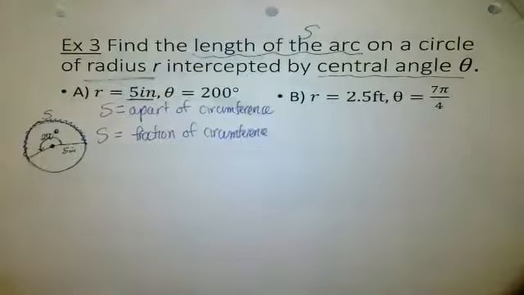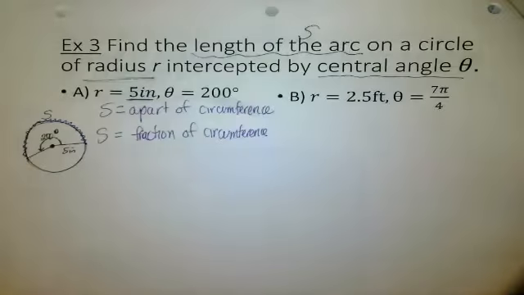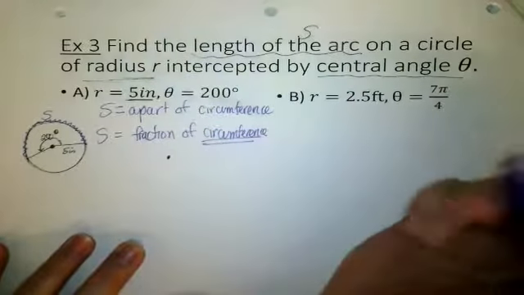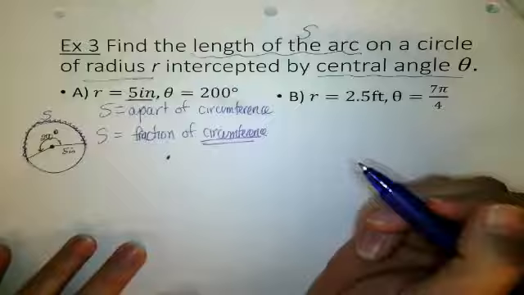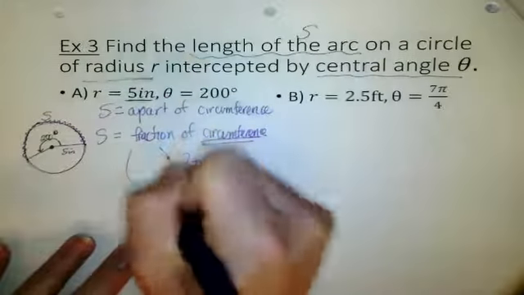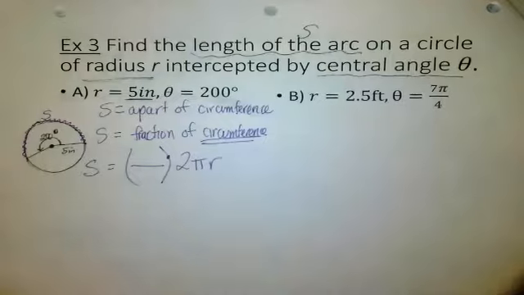Everything we do in trig is fractions. So this arc length is some fraction of the whole circumference. So tell me about circumference. What is circumference? 2 pi r is circumference. And we need some fraction to figure out that arc length. Well, they gave us degrees. What's our fraction?